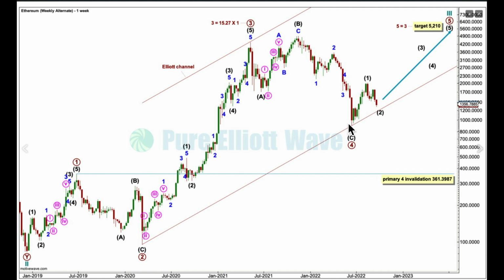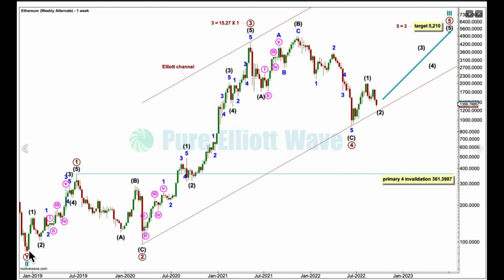Primary wave 4 here is much longer lasting than primary wave 2. Primary wave 4 lasted 57 weeks, primary 2 37 weeks. Now the proportion isn't too bad, it's entirely possible this is the correct wave count, but it's normal for cryptocurrencies to exhibit fourth waves that are more brief than their counterpart second waves.